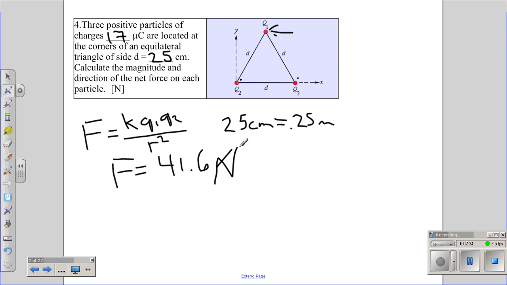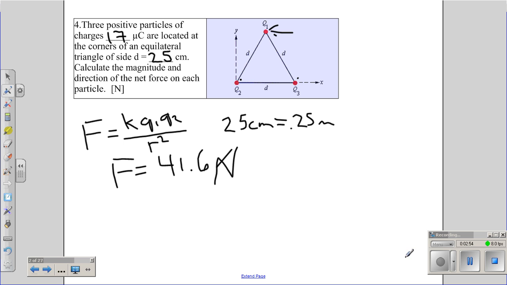Let's make that work. There we go, a little bit better. 41.6 newtons. That represents the force that Q1 feels from Q3. That'll be off in a, let's say, northeastern direction. I'm sorry, northwestern. From Q2, it'll be the same, and it'll feel that in a northeastern direction.